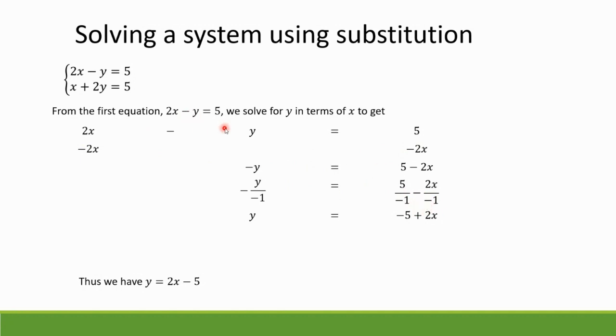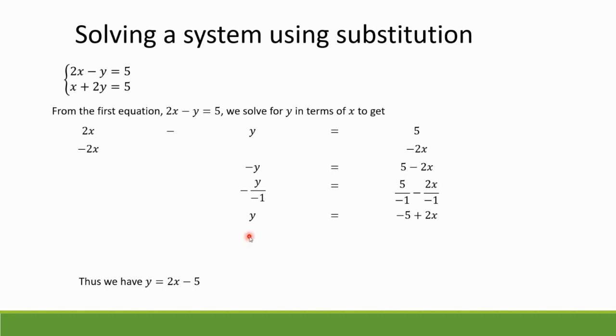So again, we had 2x minus y equals 5. We subtract 2x from both sides and get negative y is 5 minus 2x. To get y, we just get rid of the negative, essentially. We divide everything by -1, or you can multiply everything by -1. We get y equals -5 plus 2x. So we have y in terms of x: y equals 2x minus 5.